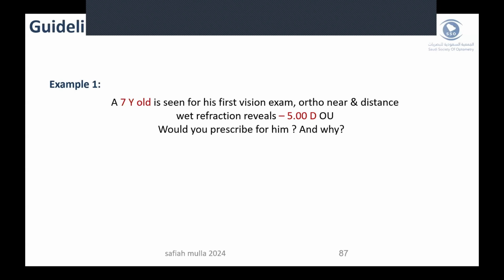I think we're done with the questions from the chat. We can proceed with the examples. Again, if anyone wants to answer, it's okay. We're going to go step by step and see their answers. Okay, so we have a 7 year old seen for his first vision exam. He's ortho at near and distance, and refraction reveals -5 diopters in both eyes. So what would you prescribe for him, and why?